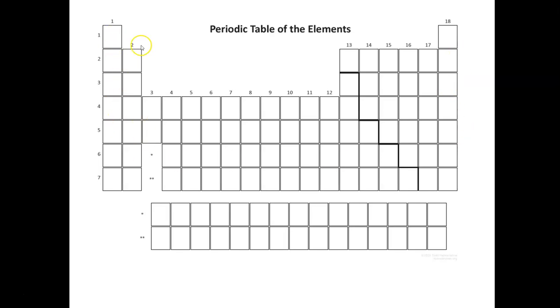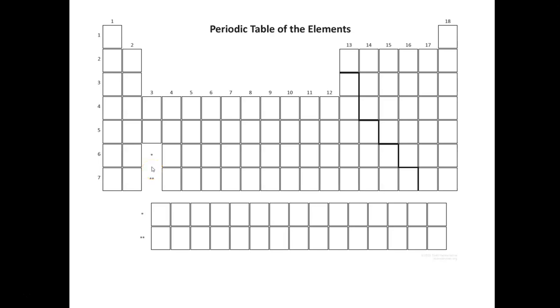Remember, these are called groups, the columns as we go up and down. And we have 7 periods. Remember, the periods are the rows going across. These two down here, they look like they're separate periods, but they're not. Remember, all of these elements actually fit inside of group 3.